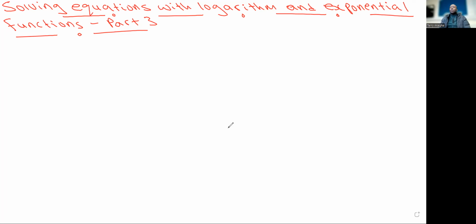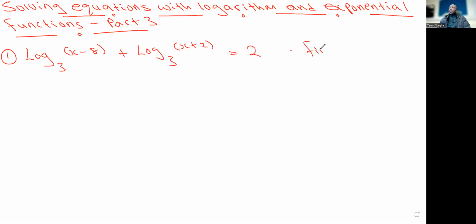All right, let's pick some questions now and solve. So let's say we have this question here. We have log to base 3 of x minus 8 plus log to base 3 of x plus 2 is equal to what? 2. All right. So we're told to find x in this question.